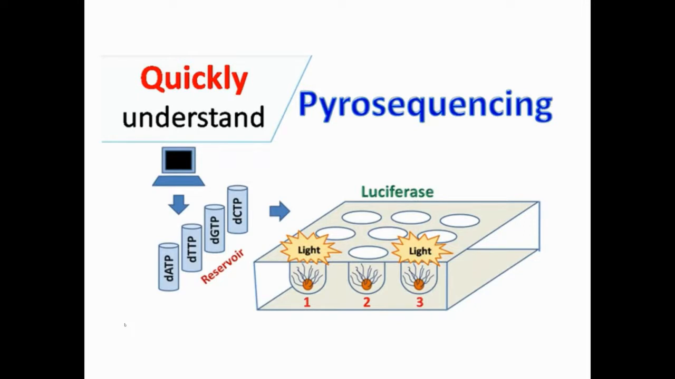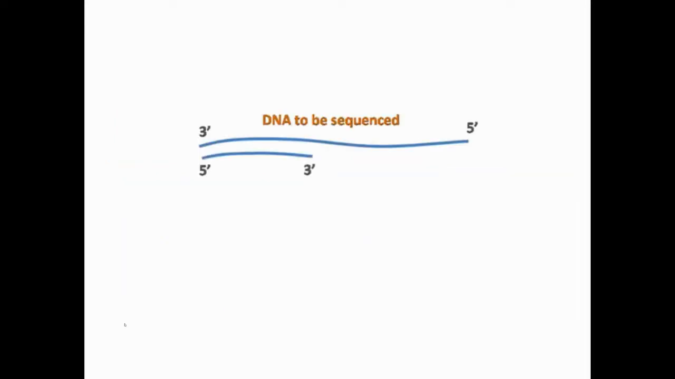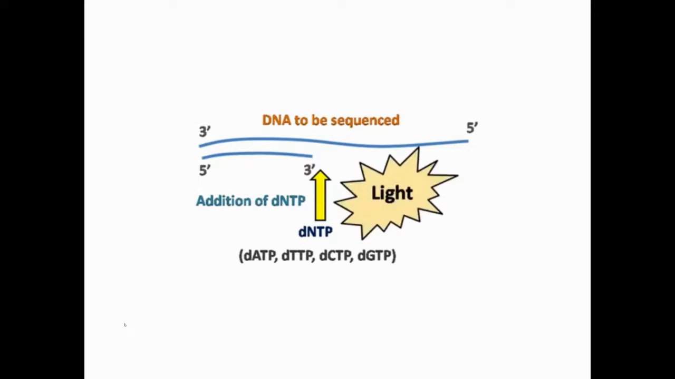Let's talk about pyrosequencing. Pyrosequencing is a sequencing technique in which incorporation of dNTPs in the DNA is detected in the form of light. Let's see the concept of pyrosequencing.